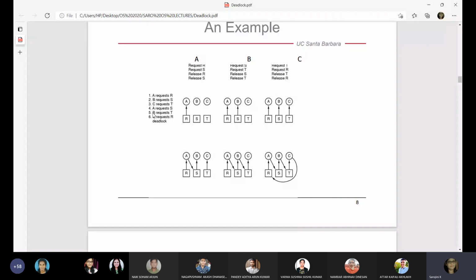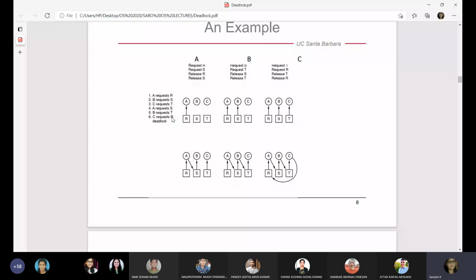What is the fifth request? B requests T. So the arrow will come like this. B is requesting T. Now what is the state? A is holding R and requesting S. B is holding S but requesting resource T. What is the last one? C requests R.